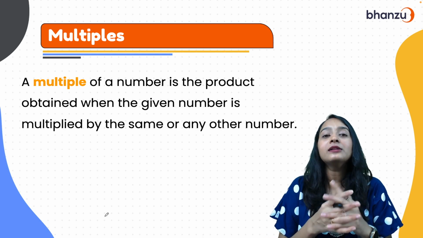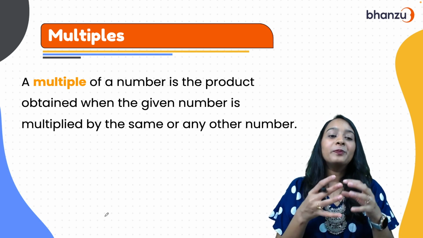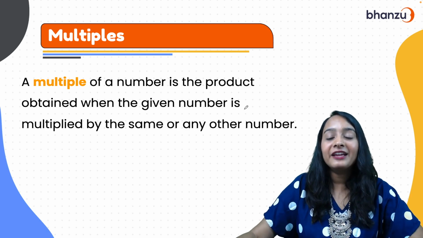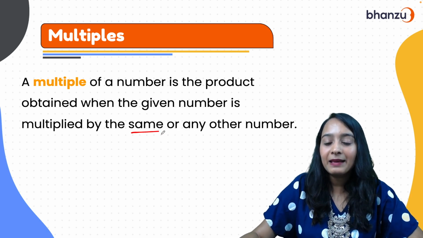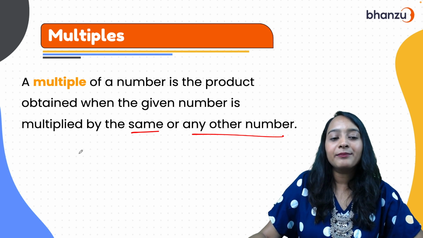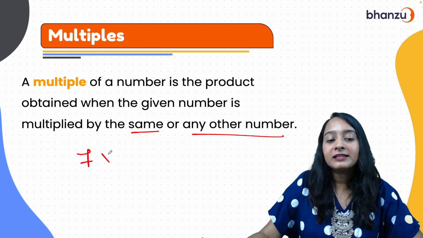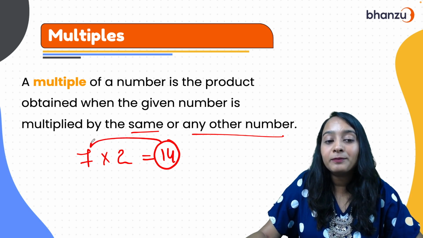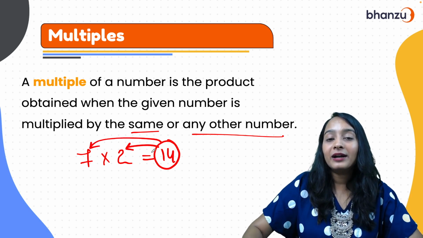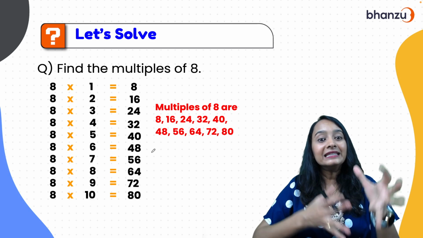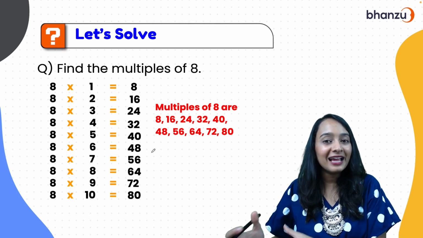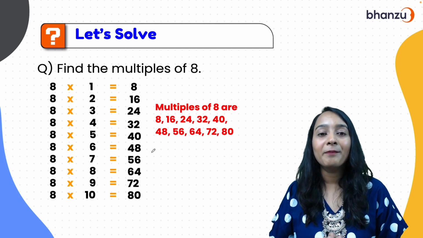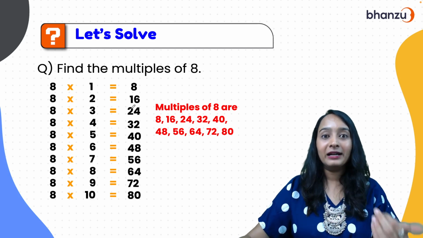A multiple of a number is nothing but the product obtained when the given number is multiplied by the same or any other number. For example, let's take the number 7. If I multiply 7 with 2, I'm getting 14. So 14 is a multiple of 7, and 14 is a multiple of 2. So basically the tables that we write are nothing but the multiple tables. That's why we call them multiples, right?